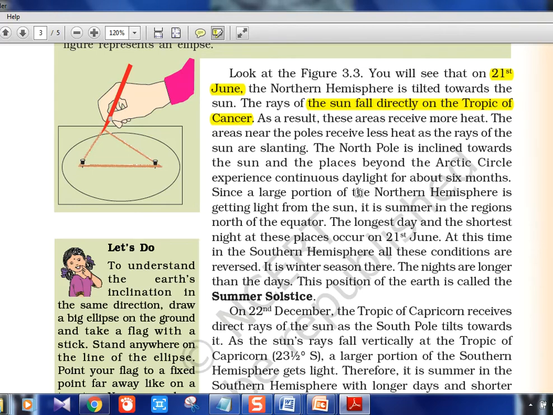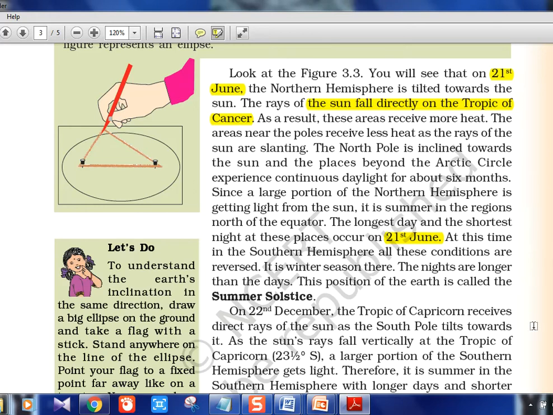Okay, since a large portion of the northern hemisphere is getting light from the sun, it is summer in the regions north of the equator, like in India. The longest day and the shortest night at these places occur on 21st June. Okay, so that is how these dates are selected. The longest day in summer solstice happens on 21st June.